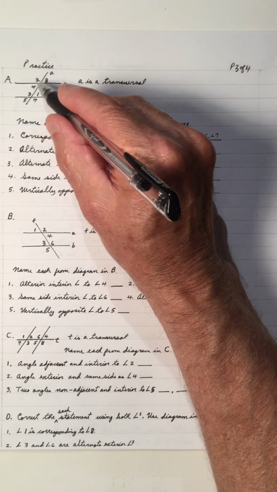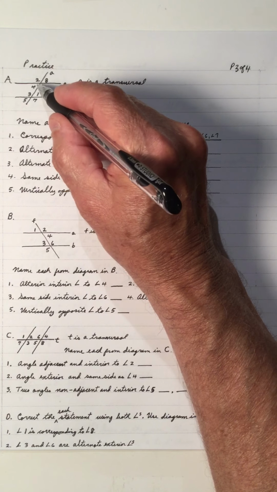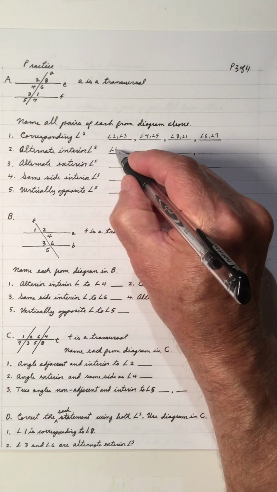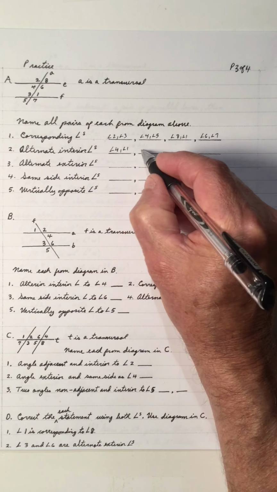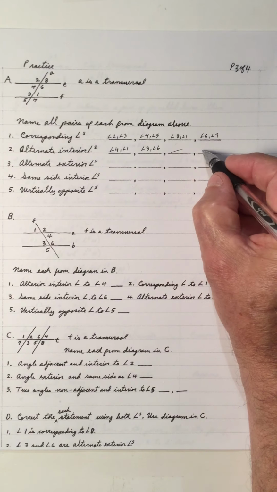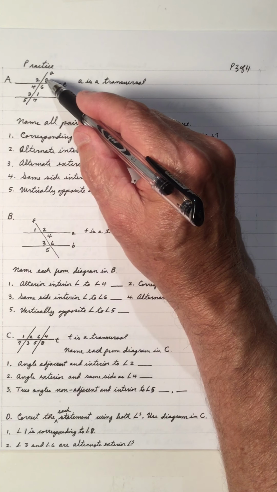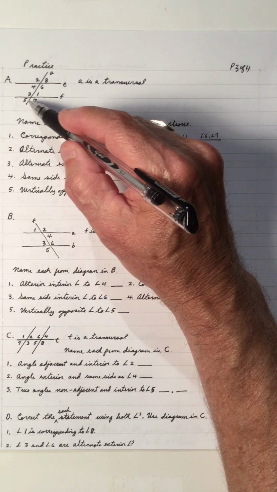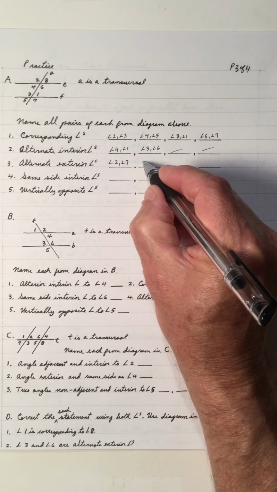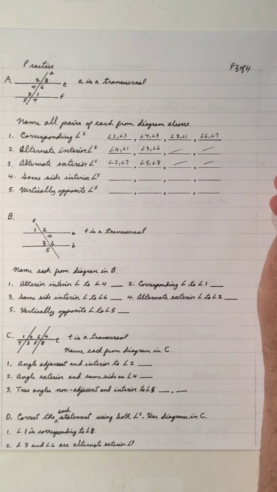Alternate interior angles are interior angles across from each other. So it could be 4 and 1, 3 and 6. So angle 4 and angle 1, and angle 3 and angle 6, and there's no more. Alternate exterior angles are exterior angles across the transversal. So it's 2 and 7, 5 and 8. 2 and 7 are alternate exterior, 5 and 8 are alternate exterior, and there's no more pairs.